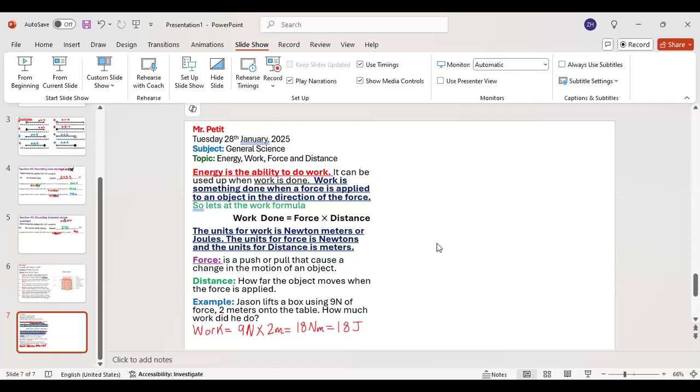And so the only time work is done is when you have the object moving in the direction of the force. That's the criteria for science, okay? That's the criteria for science.